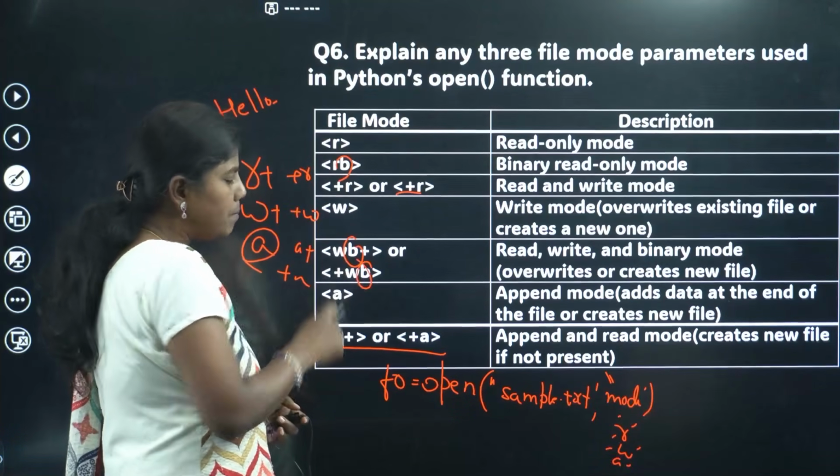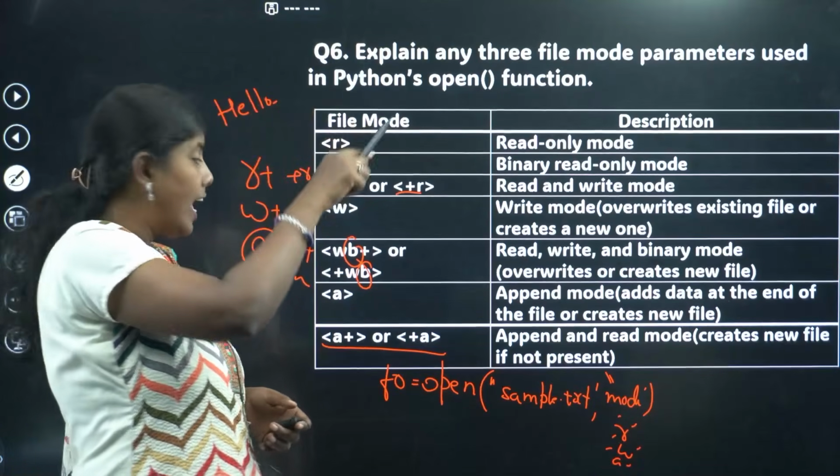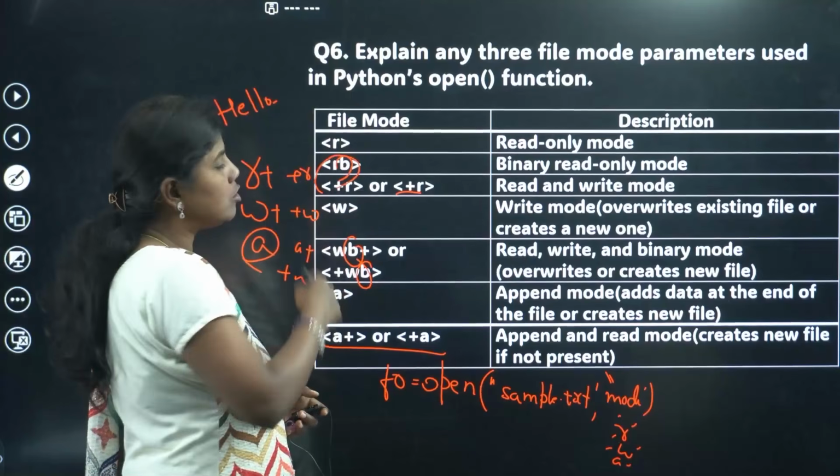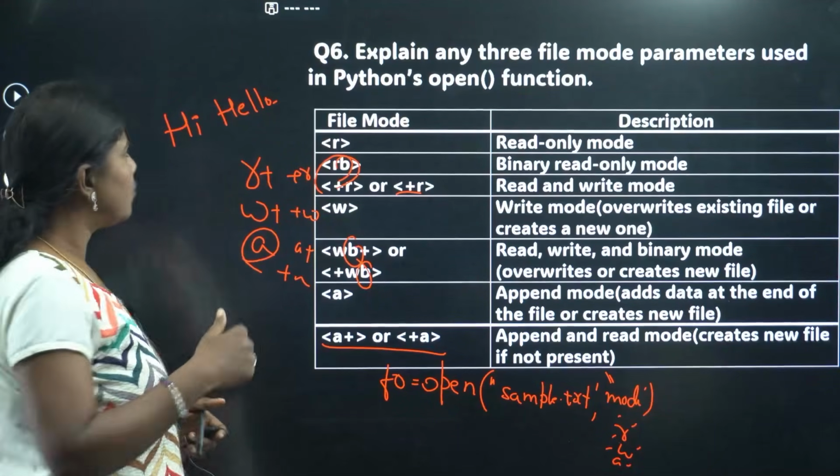What is B? B means binary. Writing into the binary file, appending into the binary file, and also reading the binary file. So that's the combination we can have. Clear? So we'll go with the next slide now.